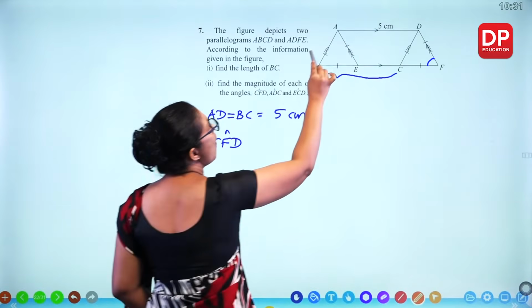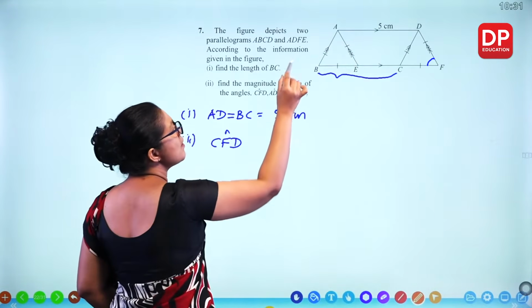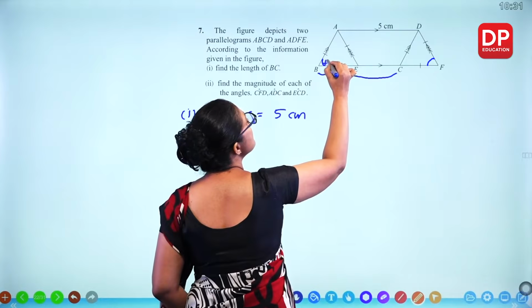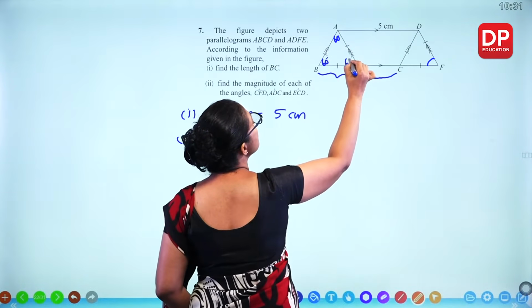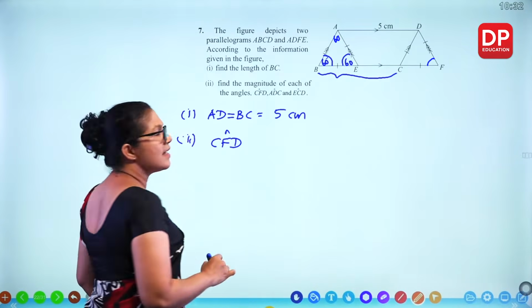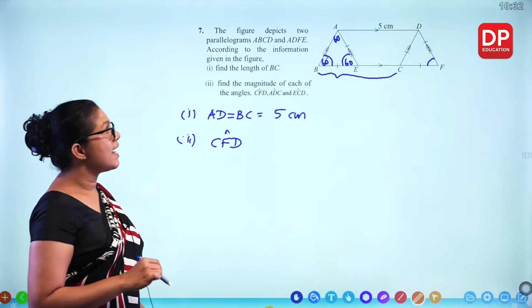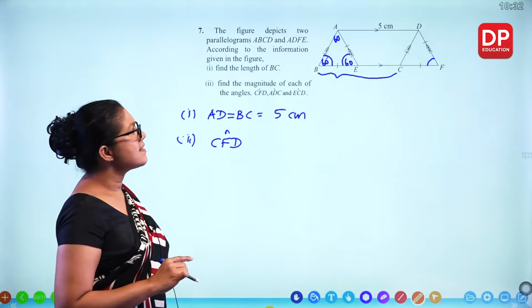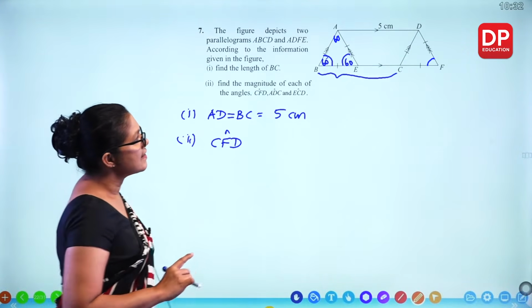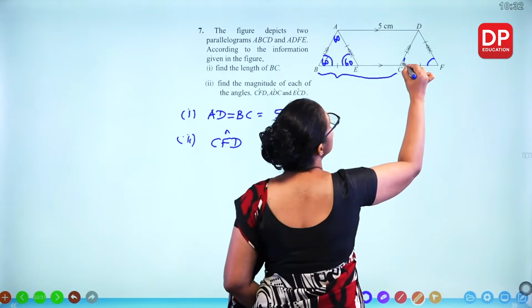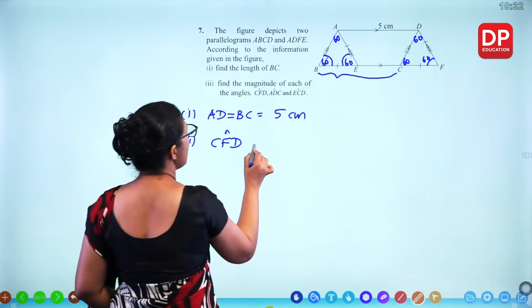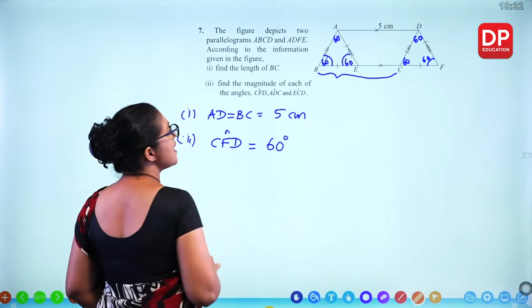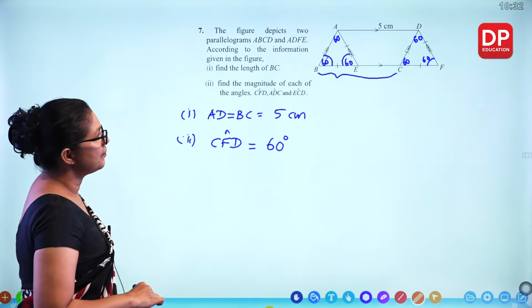Here, all these three sides equal means what are these angles? All these are 60 degrees. Why? Equilateral triangle. Equilateral triangle angles are 60 degrees. Here also equilateral triangle, 60, 60, 60. So straight away I can write this one as 60 degrees.